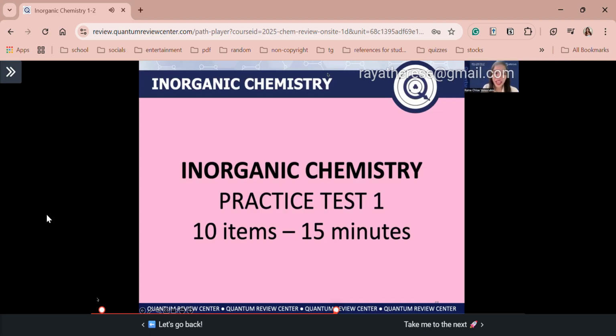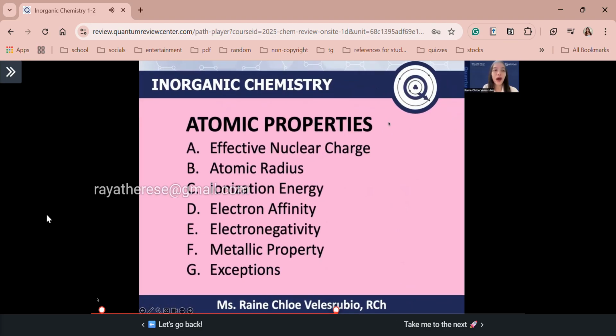Okay, guys. Hopefully, tapos na kayo magsagot ng inyong Practice Test 1. Congratulations. Now, let's move on to Crash Course 2. So, for now, we will learn atomic properties. So, we will learn effective nuclear charge, atomic radius, ionization energy, electron affinity, electronegativity, metallic property, and the exceptions to the periodic chain. Okay, let's go!